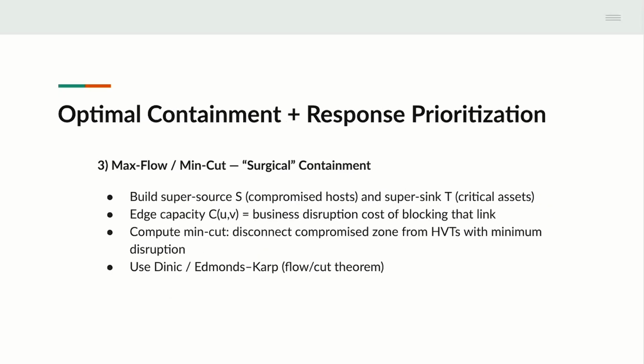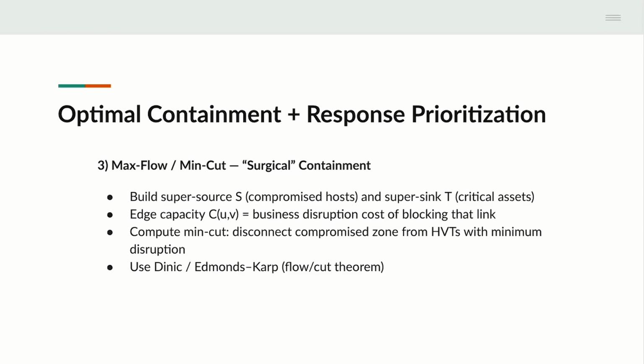Next, we are going to use max flow or min cut for surgical containment. We use the max flow min cut principle so we can make response surgical instead of shutting down whole subnets. We create a super source S connected to all confirmed compromised nodes and a super sink T connected to critical assets. Then each network edge gets a capacity c(u,v) representing the business cost of blocking that connection. High capacity for essential business links, lower capacity for less important ones.